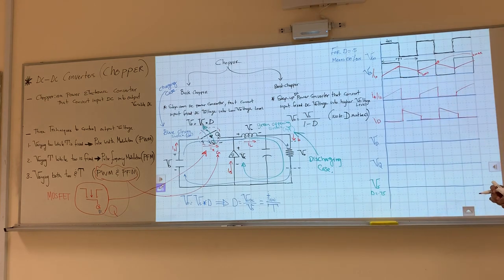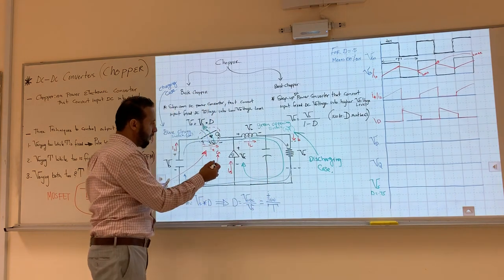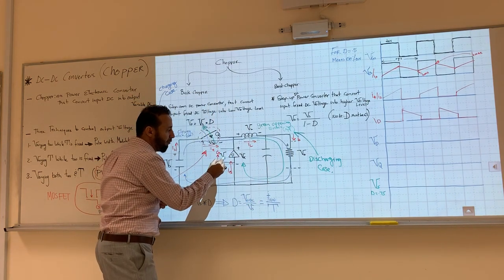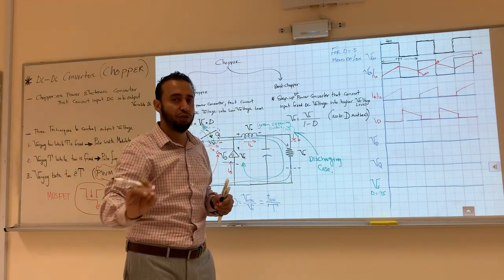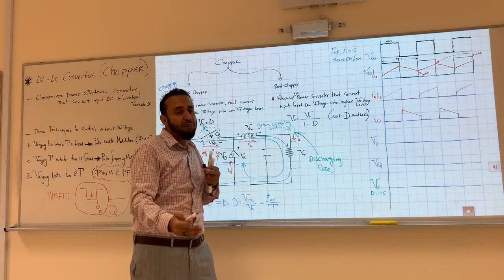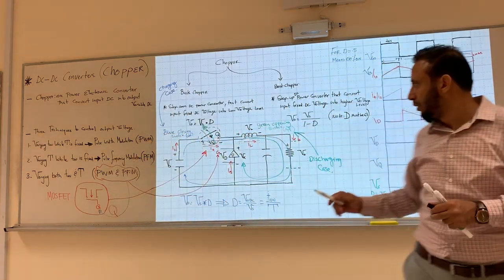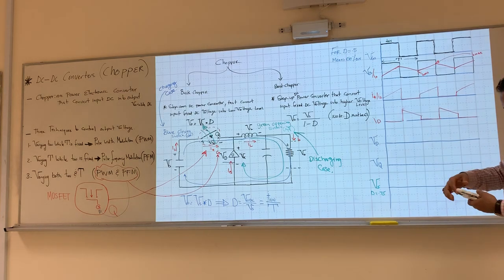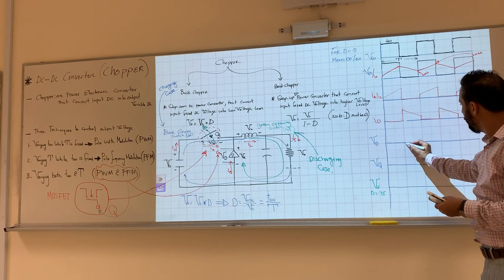V diode, which is this voltage right here, the voltage across the diode. And we know that when we have current, we have no voltage. When we have current through the diode, we have no voltage. But when it's open, then we will have a voltage. Okay? So now we have current through the diode, which means that this one here is zero.